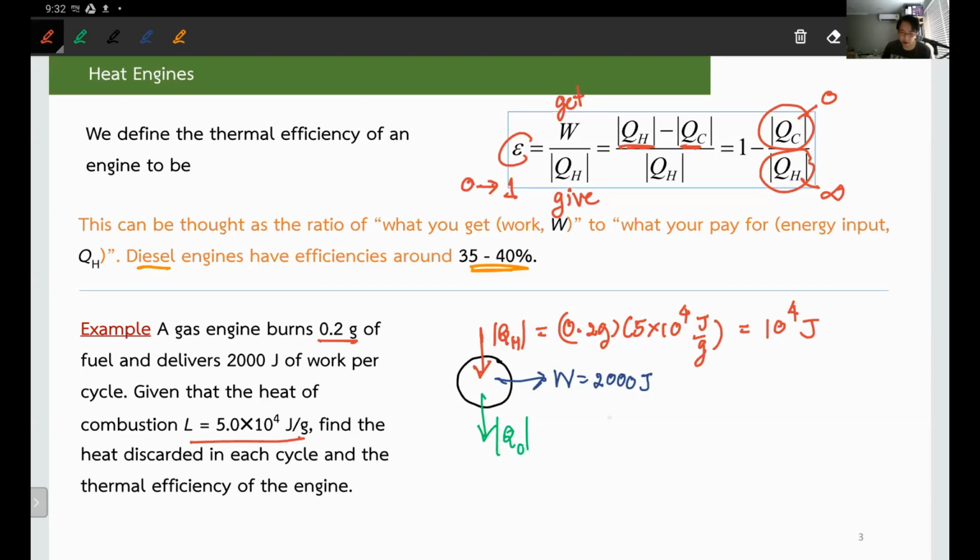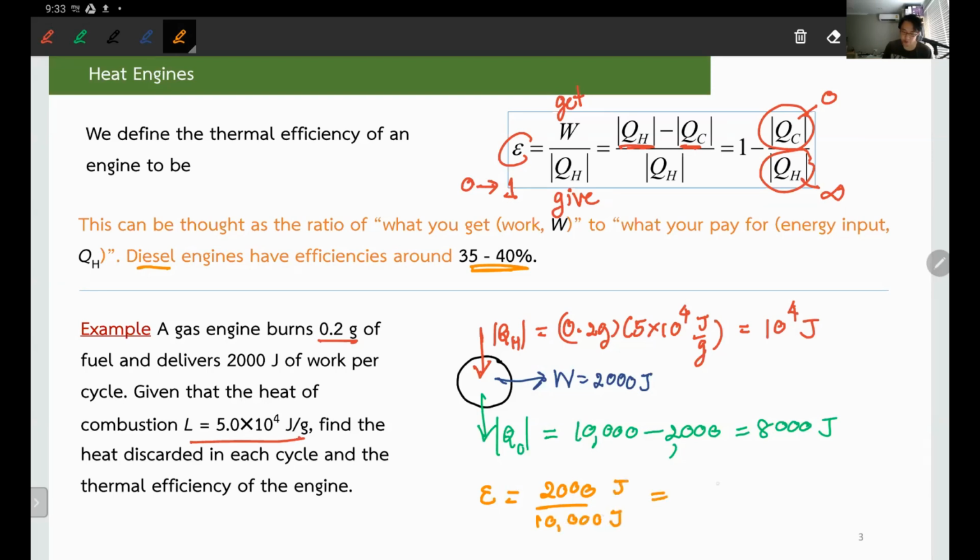All right. So now you can see right away, you come in with 10,000, you only make 2,000 useful work. What will be the rest? It's going to be 10,000 subtract out the 2,000. You guys with me? So it's 8,000 discarded heat. So what should be the efficiency, guys? What you get over what you have to provide. There we go. So this one is 0.2 efficiency, or you can say it's a 20% efficient engine.